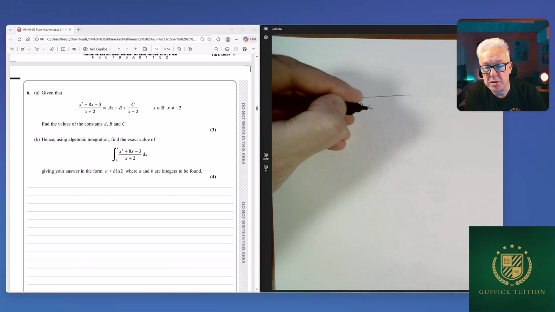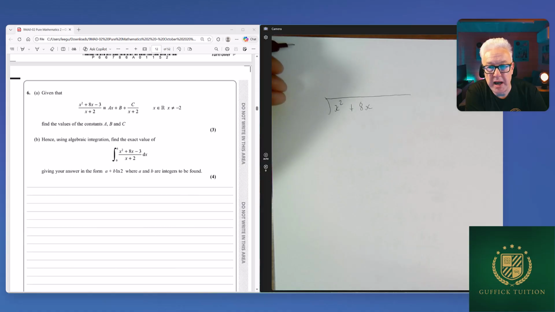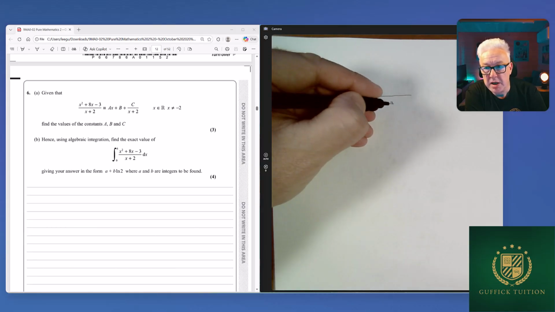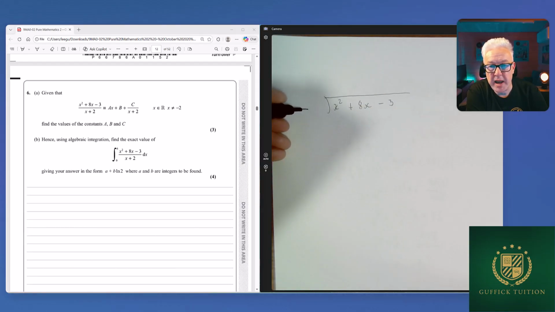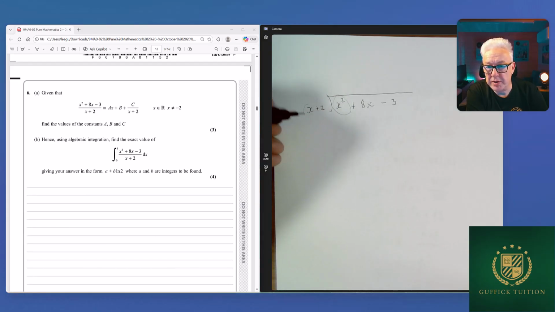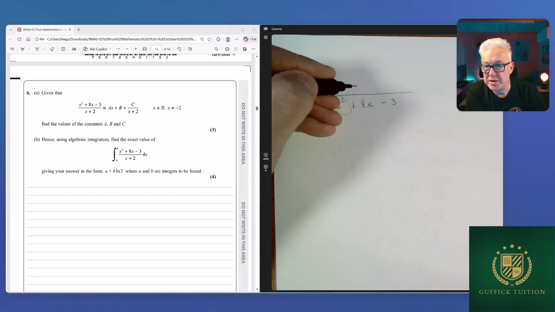So we're going to do x squared add 8x minus 3, and we're going to divide that whole thing by x add 2. So how does our algebraic long division work? We first of all look at this term, and we look at this term, and we say, what do I need to do to this to change it into this? The answer is times by x.